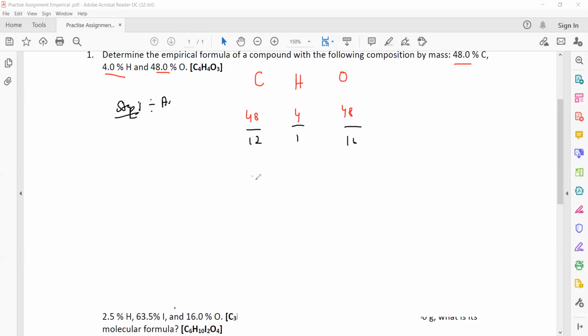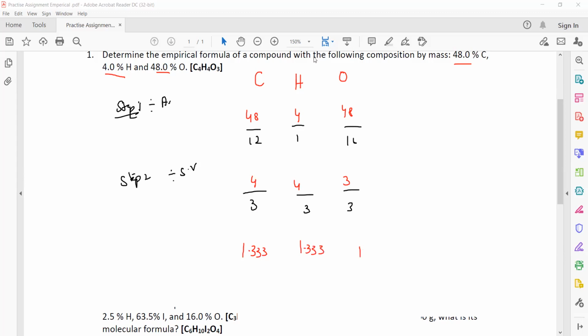So 48 divided by 12 is equal to 4. 4 divided by 1 is equal to 4. And 48 divided by 16 is equal to 3. Then step 2, we divide by the smallest value in the combination. The smallest value in the combination is 3. So we divide each value by 3. 4 divided by 3 is 1.33, 4 divided by 3 is 1.33, recurring decimal. And 3 divided by 3 is equal to 1.